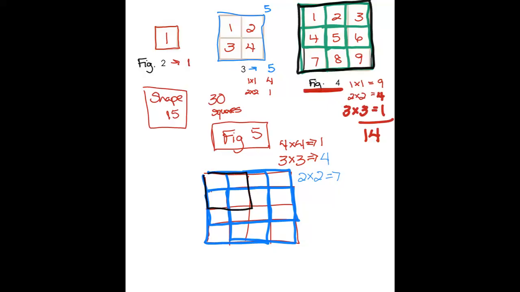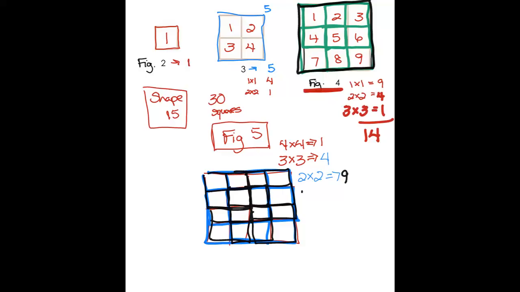There's 1, 2, 3, 4, 5, 6, 7, 8, 9. So 2 by 2s, there are 9.